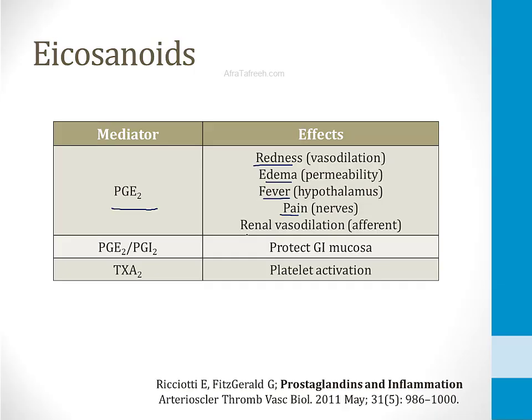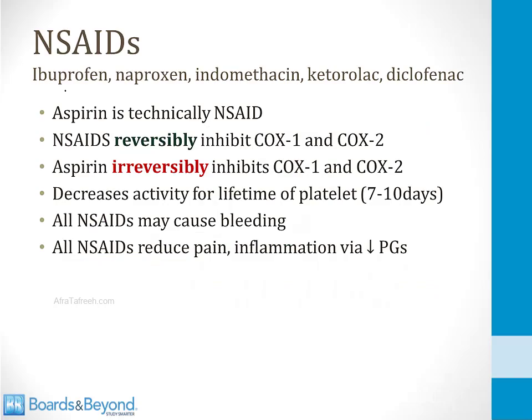Prostaglandin E2 also mediates renal vasodilation, especially of the afferent arteriole, and this is why patients who take aspirin can have negative effects on their kidneys. Prostaglandins E2 and I2 are both important for protecting the GI mucosa, and this is the reason that aspirin can have a negative effect on the GI mucosa. And then, as we talked about before, thromboxane A2 is derived from arachidonic acid via cyclooxygenase, and thromboxane A2 is important for platelet activation.